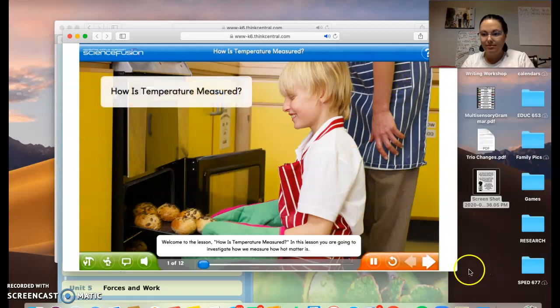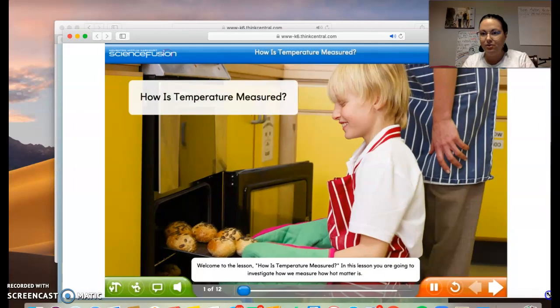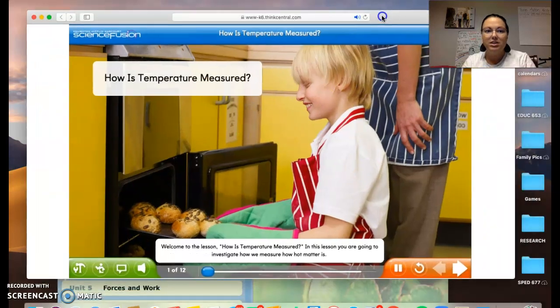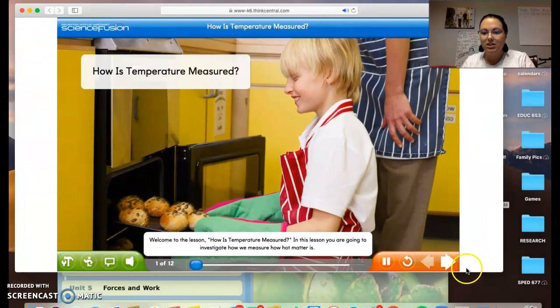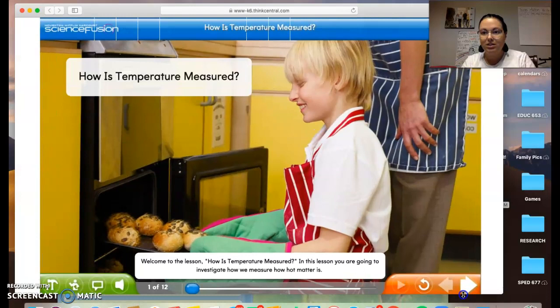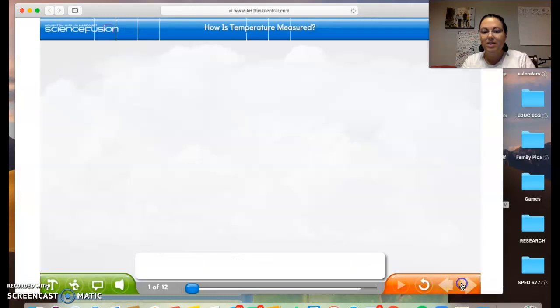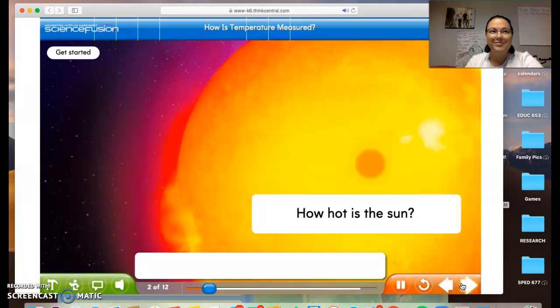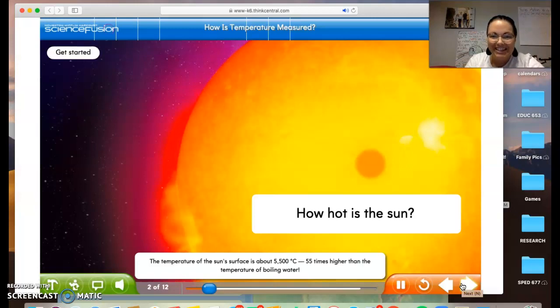Welcome to the lesson, How is Temperature Measured? In this lesson, you're going to investigate how we measure how hot matter is. Okay, let's take a look. How hot is the sun? The temperature of the sun's surface is about 5,500 degrees Celsius, 55 times higher than the temperature of boiling water.